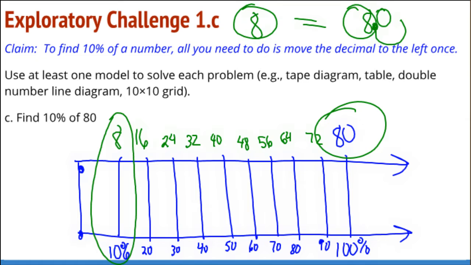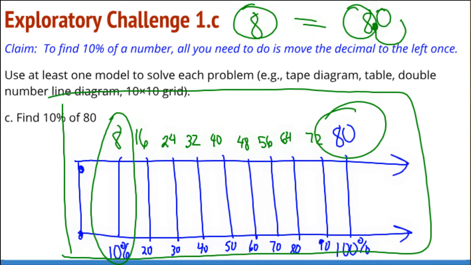My model is still working, and I hope right now you're looking and saying, hey, what's happening in this model every time we do this is we are dividing the whole by 10. 10% is 1/10 of 100. So I take the whole, I divide it by 10, and I find 10%.